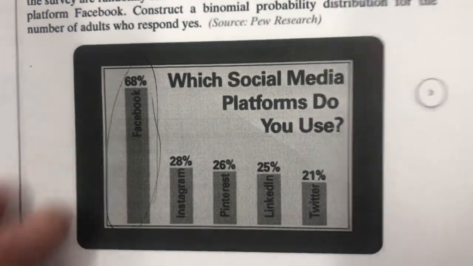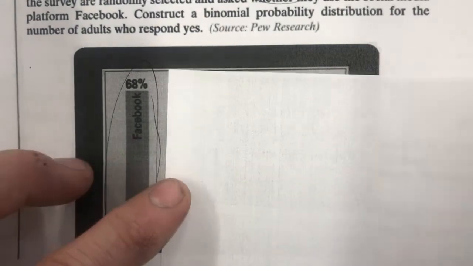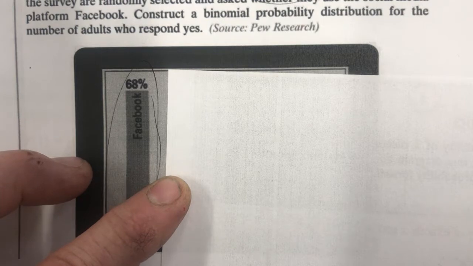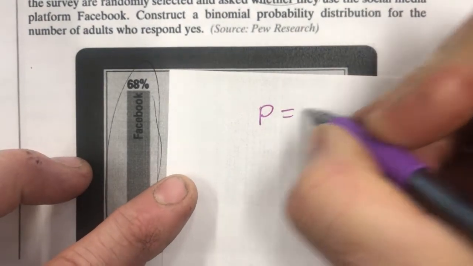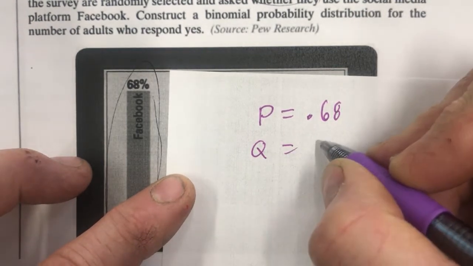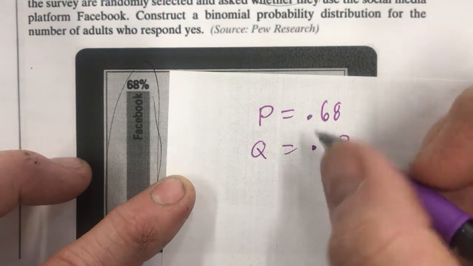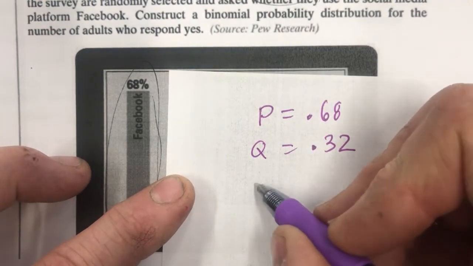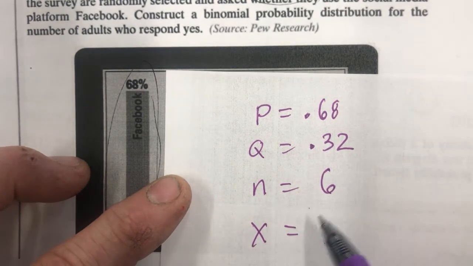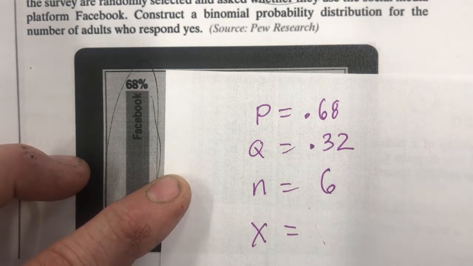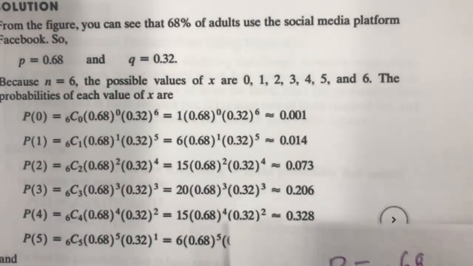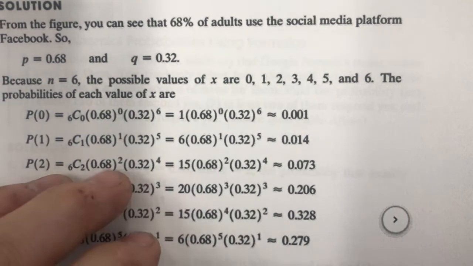So I'll write this down then. So on this one now, P is going to be 0.68, which means Q is going to be 1 minus that, which is 0.32. All right, there's 6 adults in this, so that means N equals 6. Now X could be 0, 1, 2, 3, 4, 5, or 6. It doesn't tell us what to look for on this. We just got to build the whole thing. All right, so it's telling us right here.